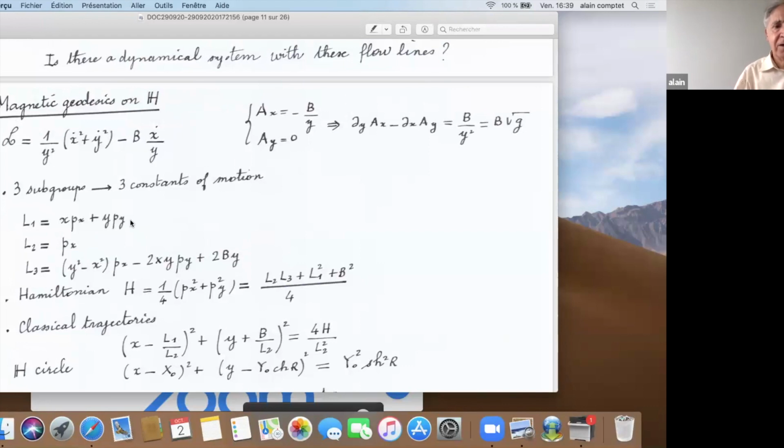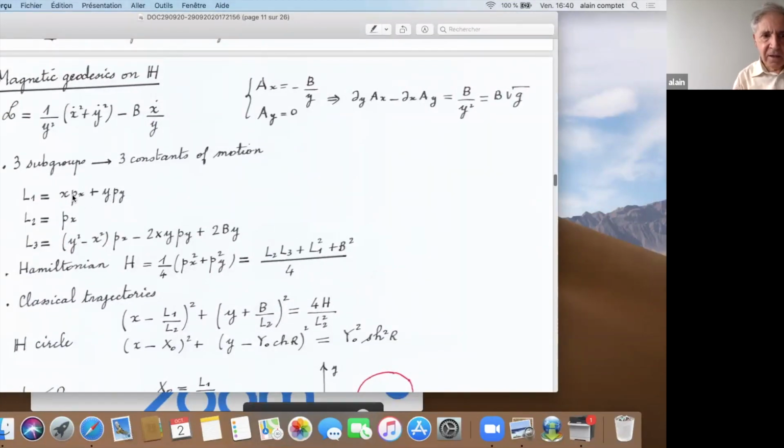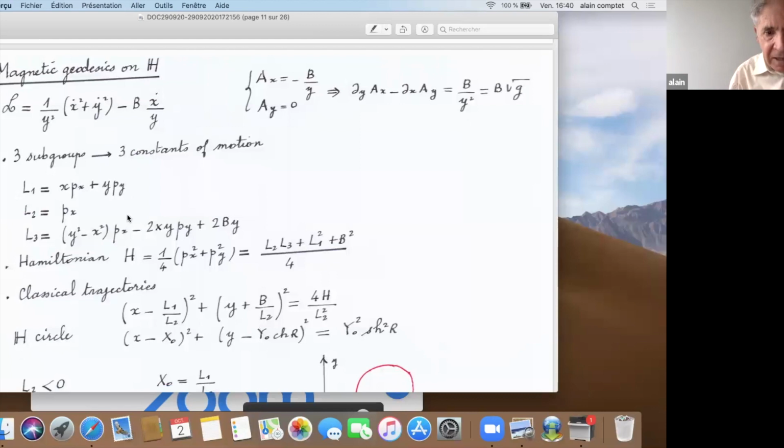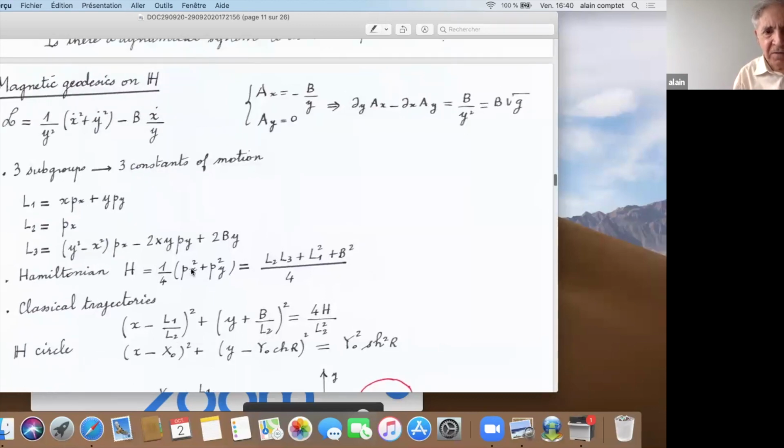You have three constants of motion, which correspond to the three subgroups which are left invariant. So you can compute these three constants of motion and show that they are indeed constant. And here I have written them in terms of x and px, y and py. Okay. And now the Hamiltonian is written here. In fact, there is a mistake here. There is a y square which is missing. Okay, but the Hamiltonian is quadratic in these L's.